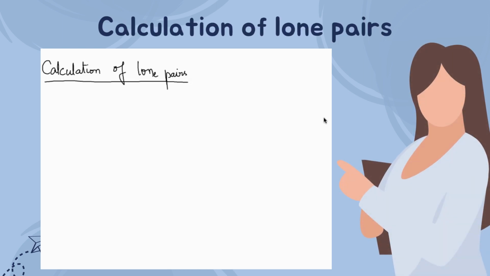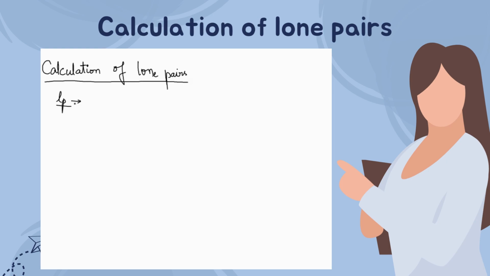In today's video, we're going to learn how to calculate the lone pairs in the central atom. Usually, lone pairs are observed in inorganic molecules. In organic compounds, generally the central atom is carbon. Carbon has no lone pairs, so we mainly calculate lone pairs in inorganic chemistry. So first of all, let us see what lone pairs are and their importance.